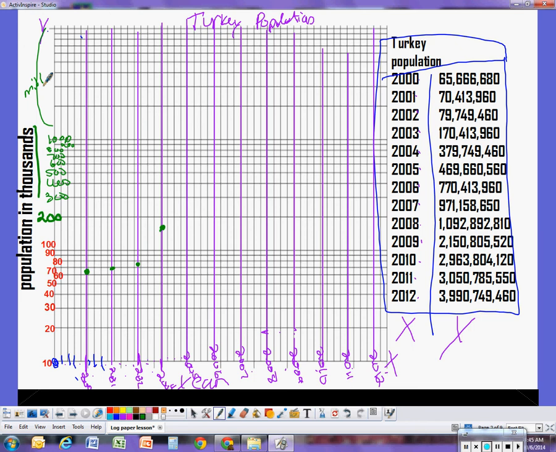So that's why I always make this note here. So this would be 2,000 thousand, 2 million. So 3 million, 4 million, 5, 6, 7, 8, 9, 10. Alright, so where I'm at, no, I'm at 2004. That's supposed to be a 4. 379,000, so that's about here.